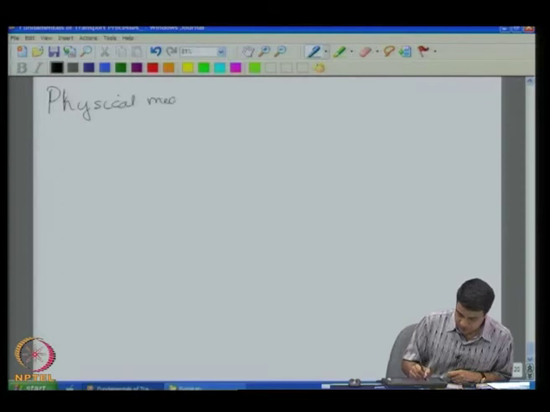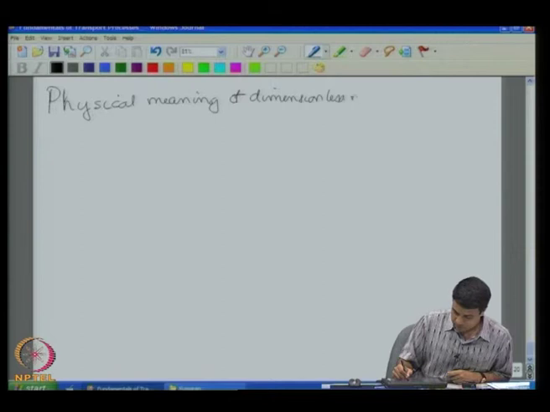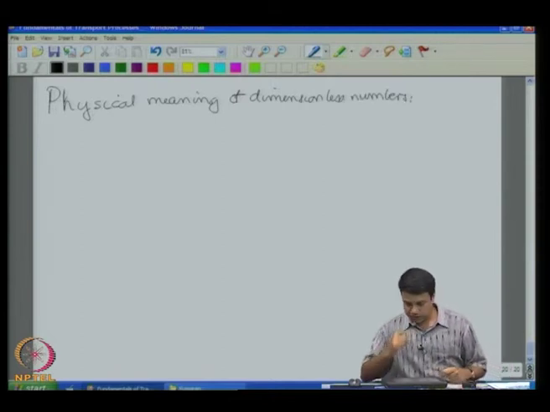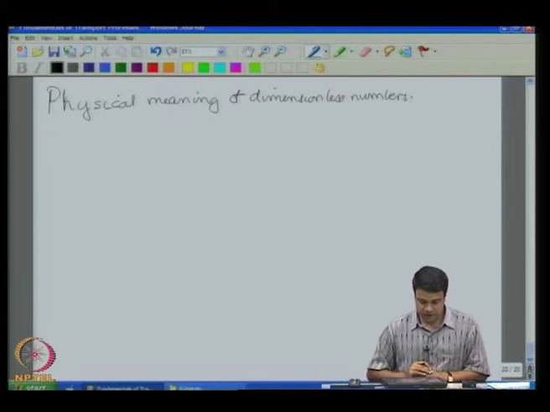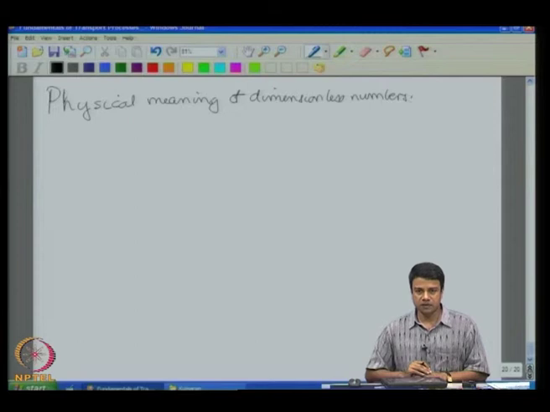Physical meaning of dimensionless numbers. Let us first start off with just the physical meaning of diffusion. In this case, we will be talking about the transport of mass, heat, momentum: diffusion of mass, diffusion of heat, conduction, momentum transfer due to stresses.